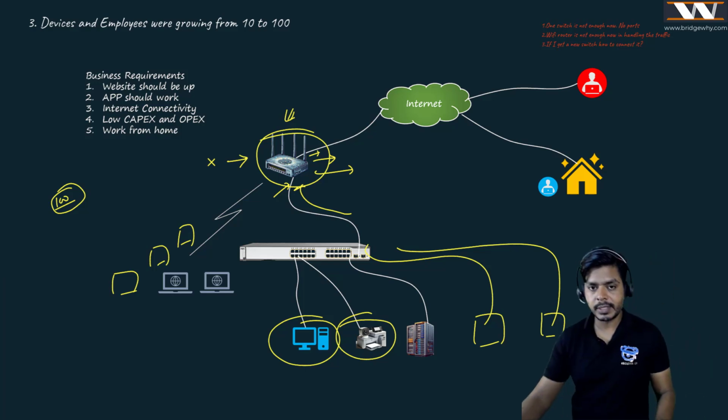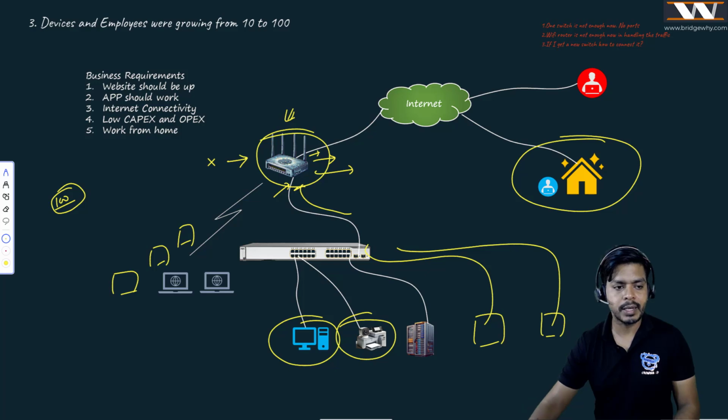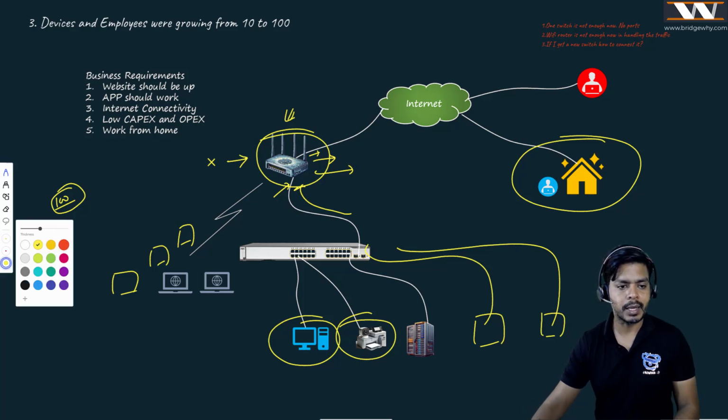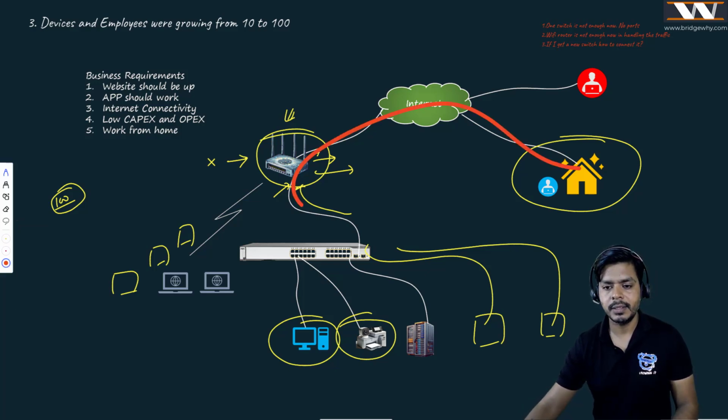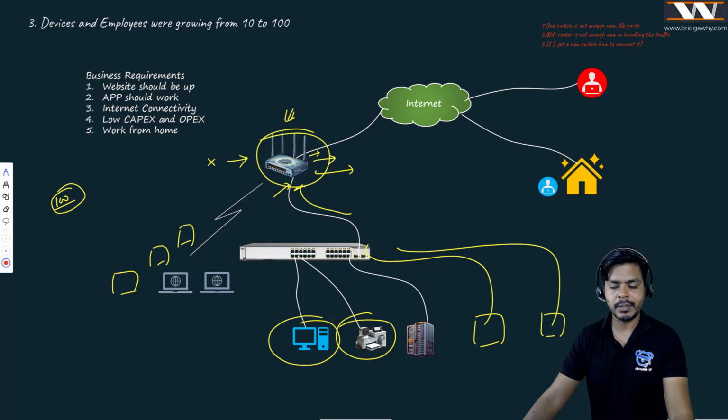If this router crashes, your CEO who wants to work from home definitely can't enter your enterprise from outside. This traffic flow is not possible because your router is down. First things first, this is the problem.